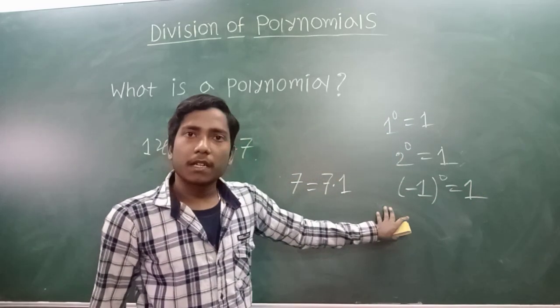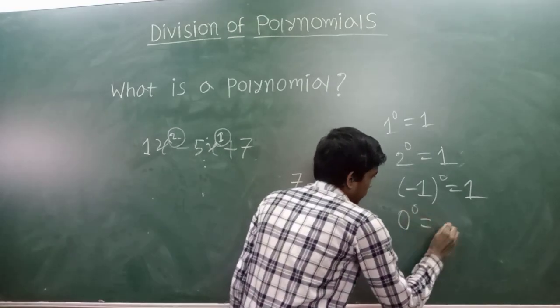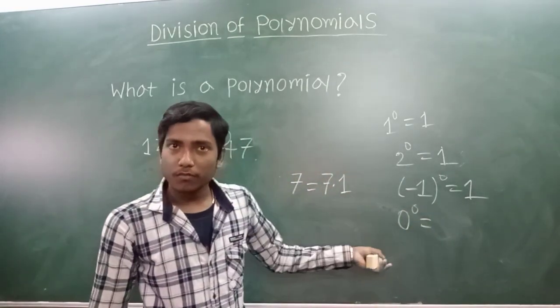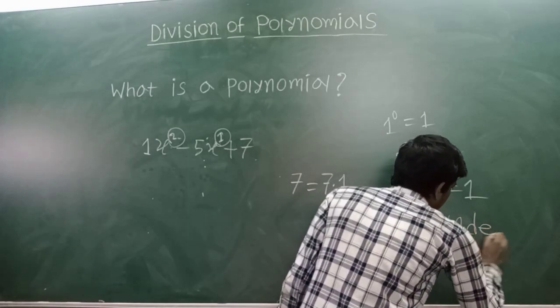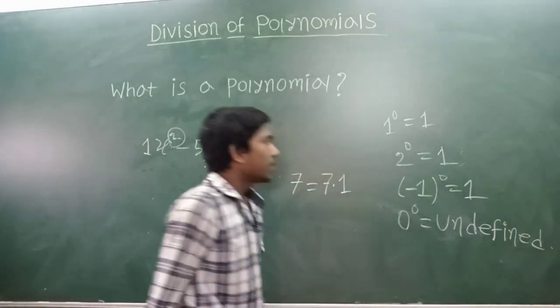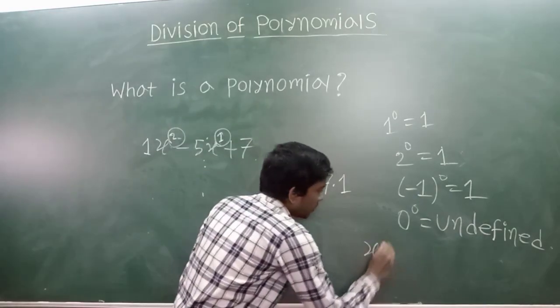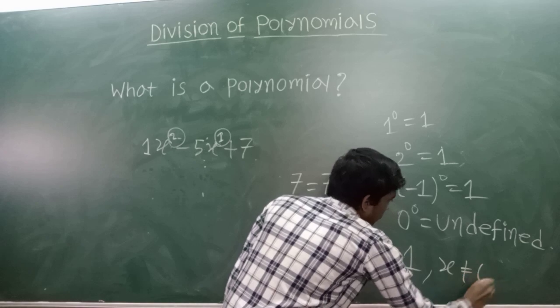Okay? So any number to the power 0 is 1. But 0 to the power 0, is it equal to 1? No. This is undefined. This is undefined. Okay students, so any number x to the power 0 is equal to 1 unless x is equal to 0.